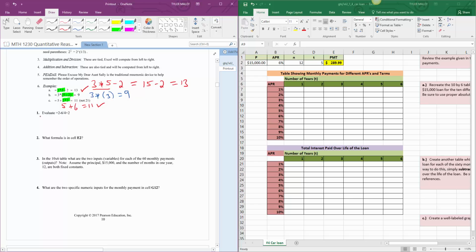So then number 1 says evaluate the following. So we have equals 2 minus 6 divided by 4 plus 2. So you want to be able to identify what operation you need to do first. So I'll show that by highlighting. So what we would do first is division. So that would give me, so 2 minus, so 6 divided by 4 is what, 1.5, so I'd have 2 minus 1.5 plus 2.